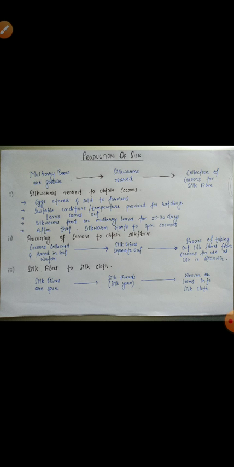Next, these silk fibers are converted into silk cloth. The silk fibers obtained from cocoons are spun or twisted to form silk threads, which are called silk yarn. Then the silk yarn is woven on loom machines into silk cloth by the weavers. So this is the whole process for the production of silk. Thank you everyone.